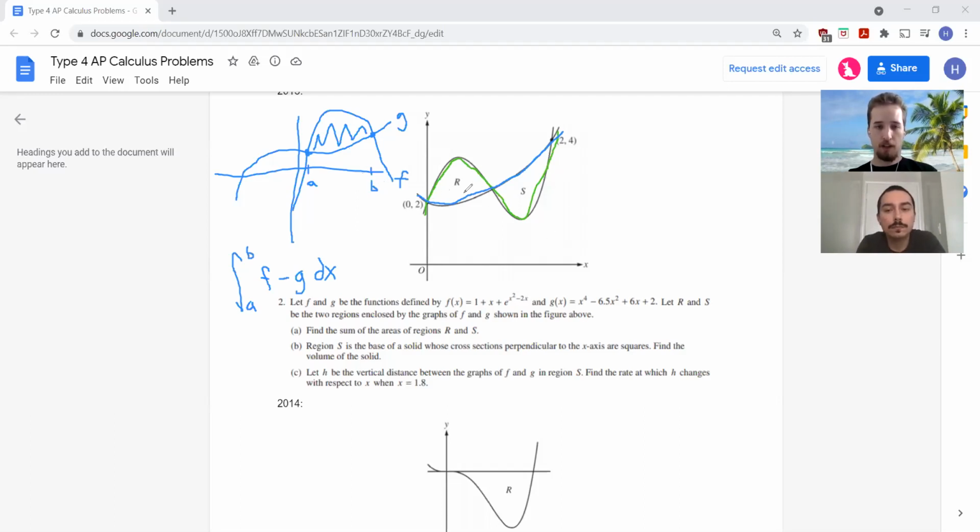Okay, so first thing first, we can't just subtract f minus g, because for R, f is the bottom, but for S, f is the top. So what we have to do is we have to determine this point, and this is why it's a calculator problem. We have to set f and g equal to each other and put it into the graphing calculator.